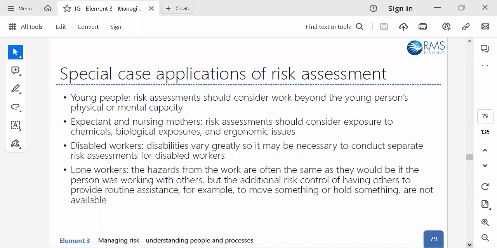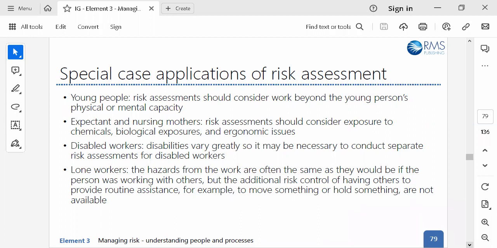Disabled workers: disabilities vary greatly, so it may be necessary to conduct a separate risk assessment for disabled workers. Because they are disabled, if we have disabled workers, we need to consider them in our risk assessment. We need to give special care to those people. Lone workers: the hazards from the work are often the same as they would be if the person was working with others. But the additional risk control of having others to provide routine assistance, for example, to move some things or hold something, is not available.